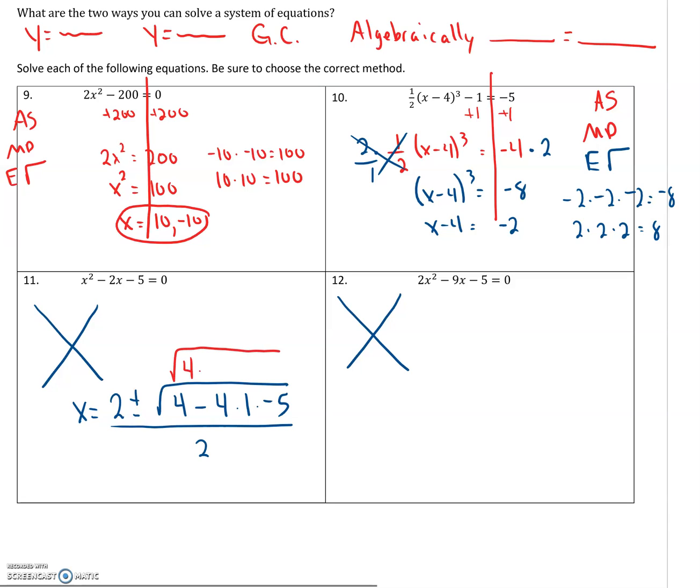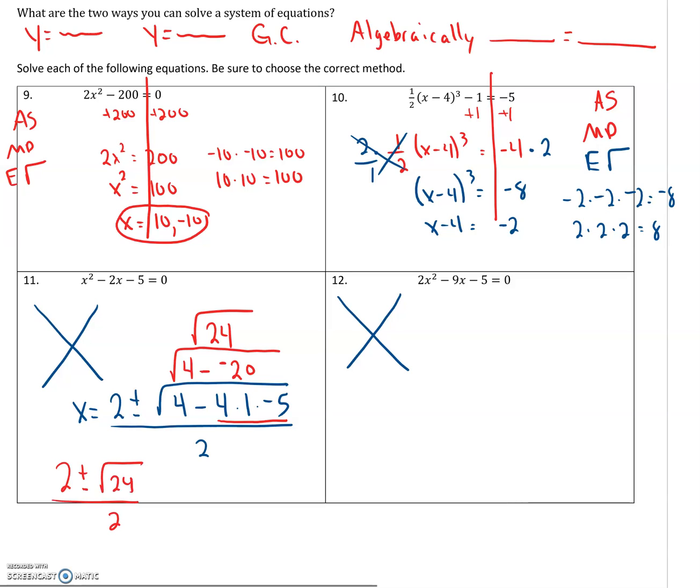So this is 4 minus, and I want to do my multiplication first. So when I multiply 4 and 1 and -5, I get -20. And then when I take 4, take away -20, I get a positive 24. So what we're looking for on the test is for you to be able to get to here.